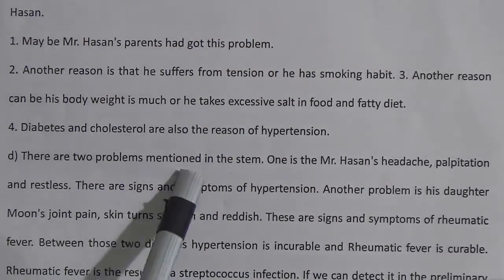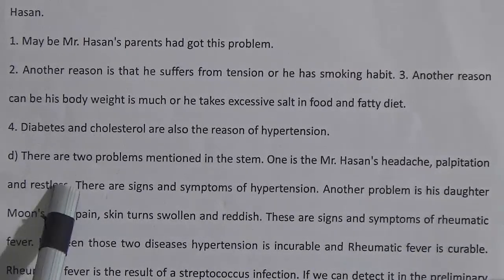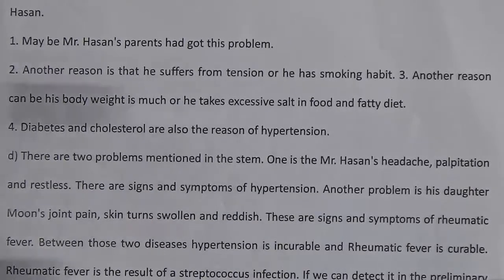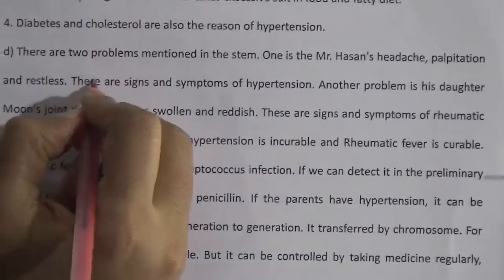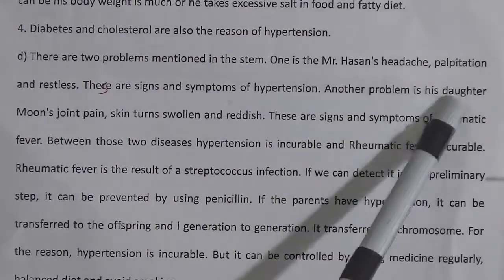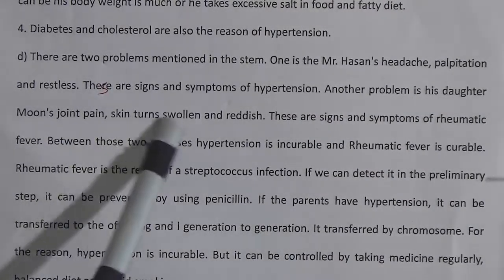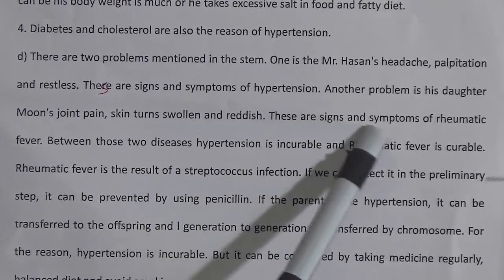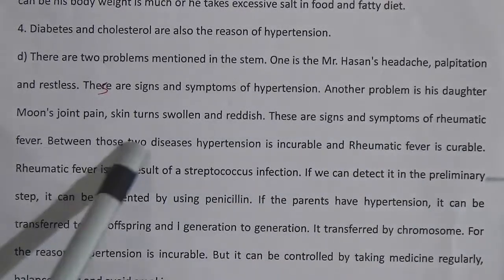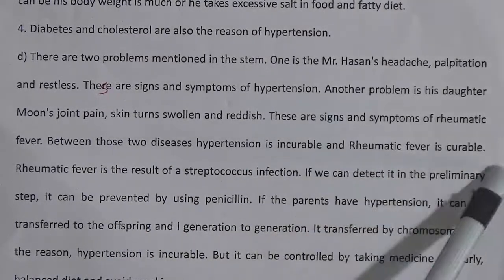There are two problems mentioned in the stem. One is Mr. Hassan's headache, palpitation and restlessness, and these are the signs and symptoms of hypertension. Another problem is his daughter Moon's joint pain, and her skin turning swollen and reddish. These are the signs and symptoms of rheumatic fever. Between those two diseases, hypertension is incurable and rheumatic fever is curable.